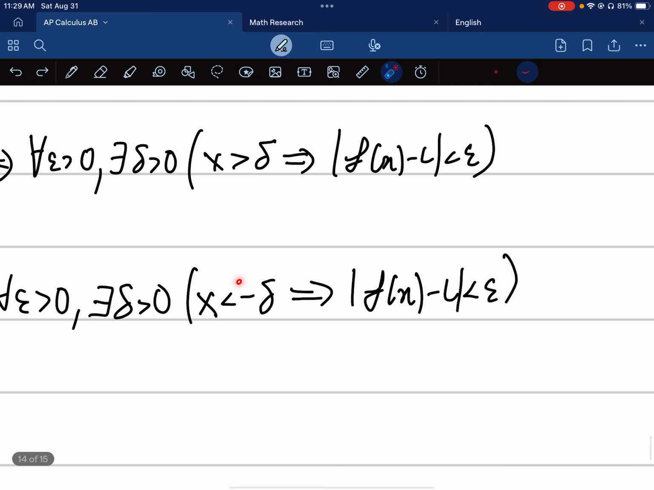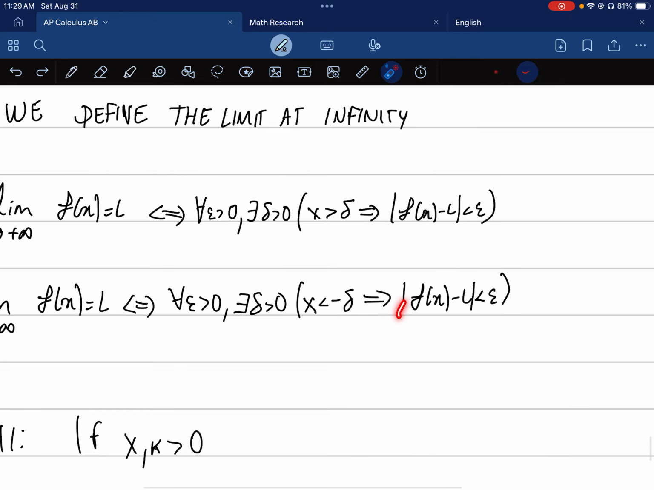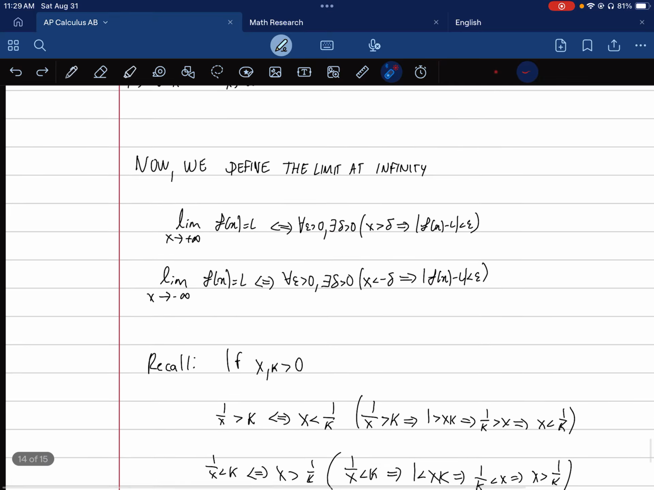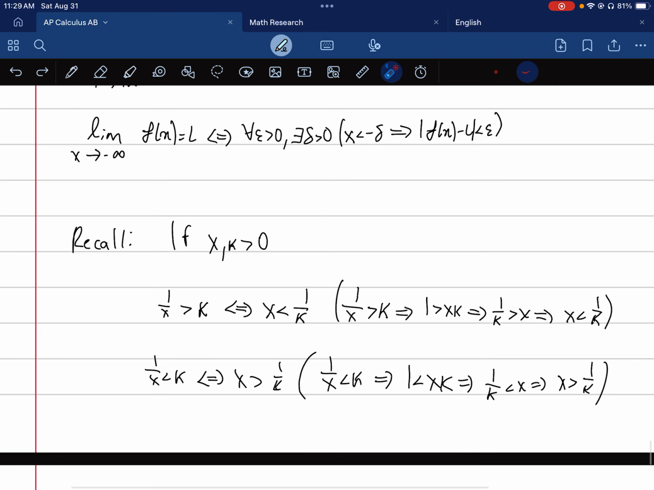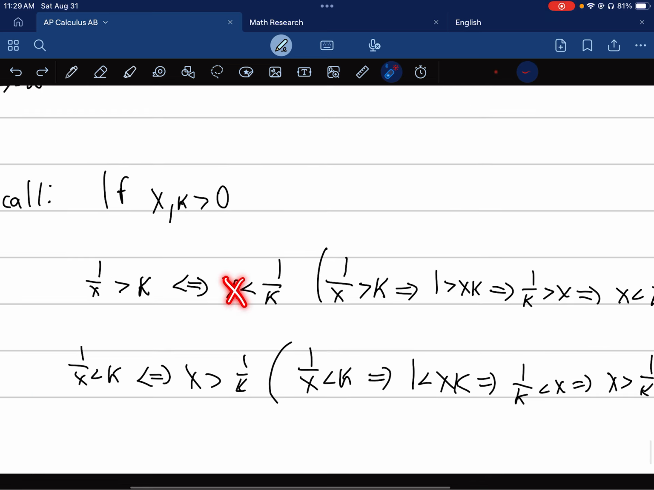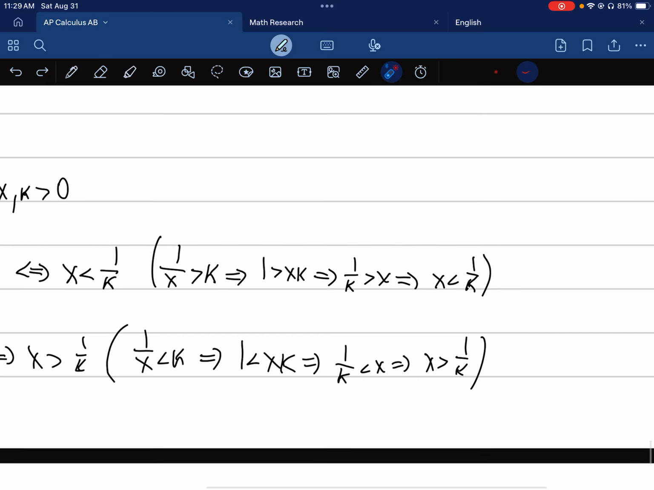Otherwise, if we just write delta, x is less than a positive number, which is obviously true. And we just copy this from our original limit. Before we actually start solving anything, we have to recall some properties. If x and k are both greater than 0, 1 over x being greater than k implies x is less than 1 over k. If you want, here's how to prove that.